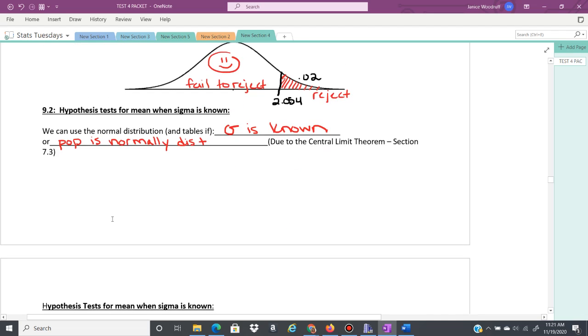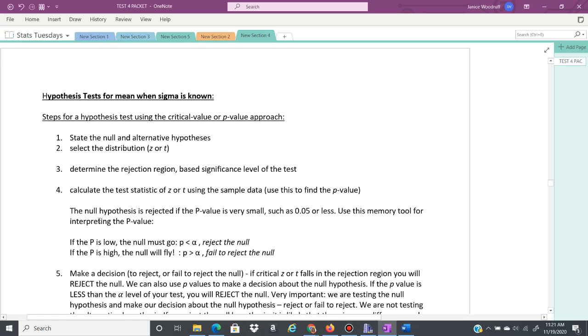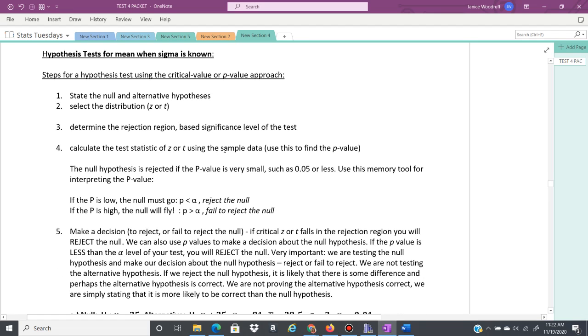All right, so here are the steps. You're going to state the null and the alternative hypothesis. Select the correct distribution, Z or T: Z when the population standard deviation is known, T when it's not. Determine the rejection region, okay, but that's what we just did. Calculate the test statistic based on the data. We have not done that yet, we will do that. Okay, then we will get the decision.